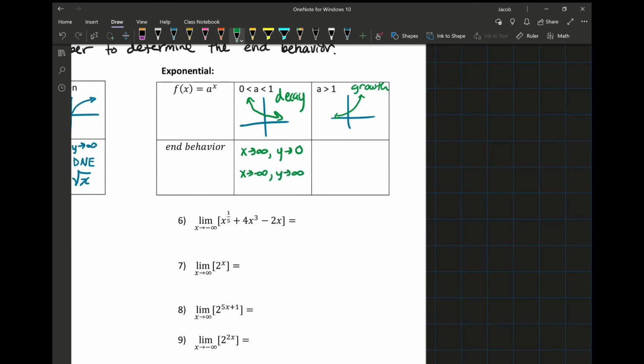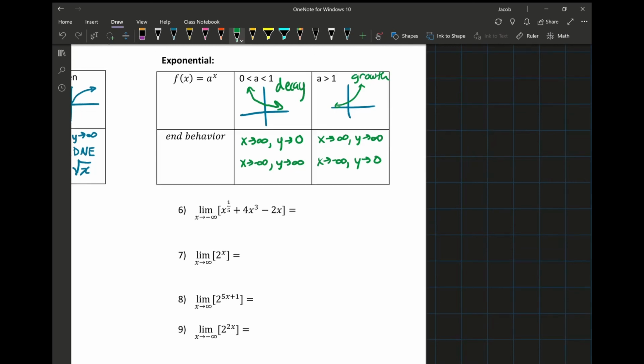And then you can kind of see where this is going. As x approaches infinity, y will approach infinity, if we understand that it's a growth type exponential equation, and as x approaches negative infinity, y will approach 0. And that's because we have horizontal asymptotes on these exponential equations. So we're going to look at some more examples of all the types now.